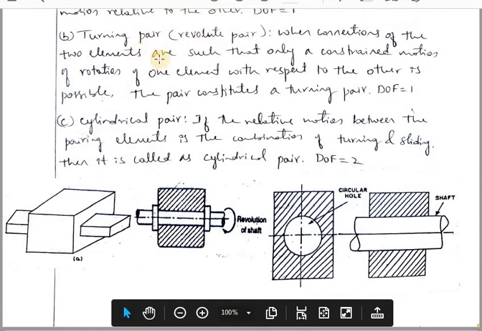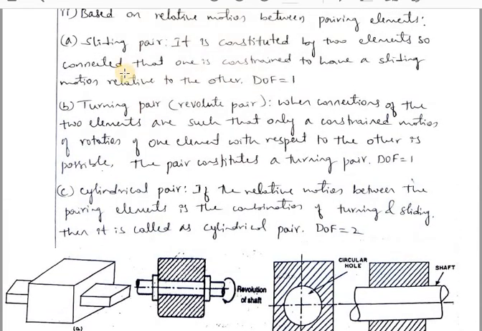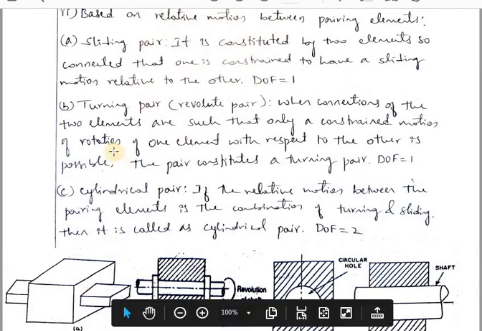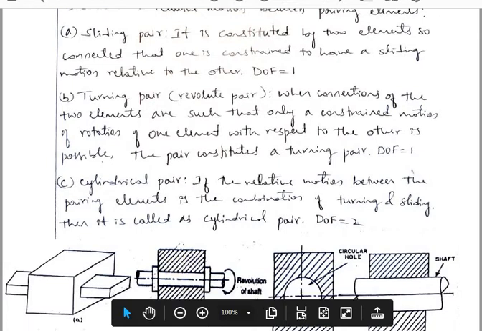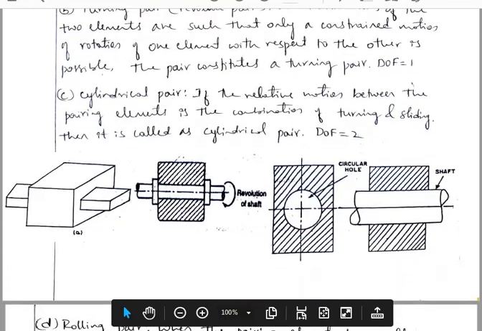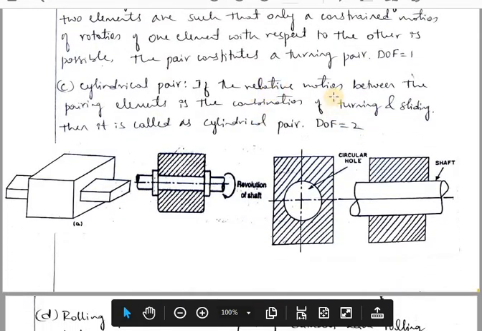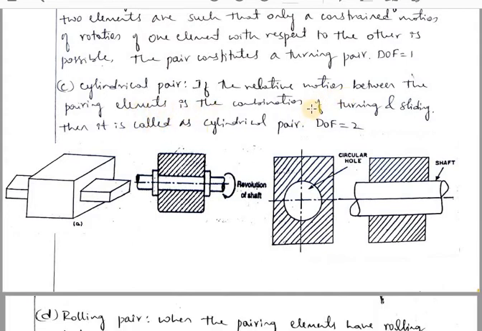Next, the same figures I explained: this is example of sliding pair, this is example of turning pair, and next we have cylindrical pair. The relative motion between the pairing elements is the combination of turning and sliding, then it is called as a cylindrical pair and it will be having 2 degrees of freedom.